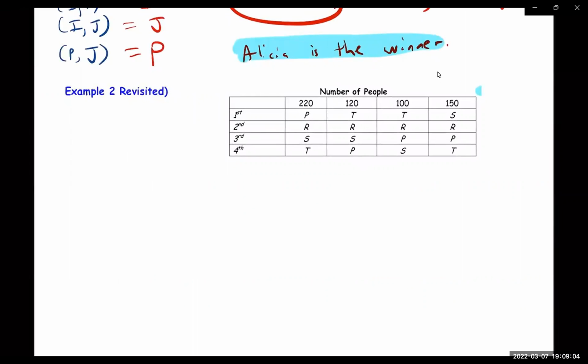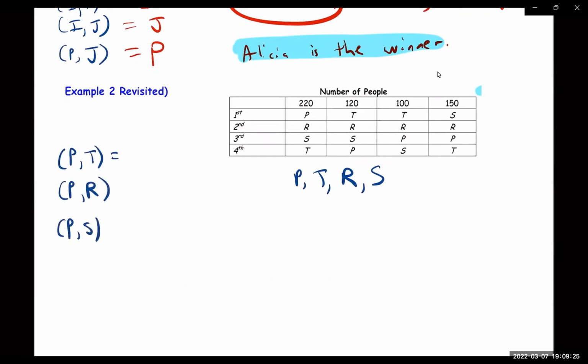All right, so I'll give you guys some time to try this out. There are P, T, R, S, right? So remember, you want to do P and T, P and R, P and S. Then you move to the second letter, T and R, T and S. And then finally, the last one, R and S.